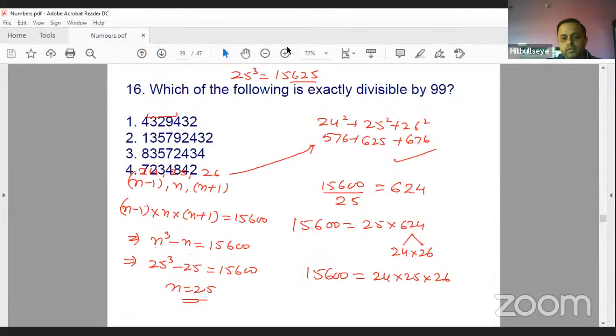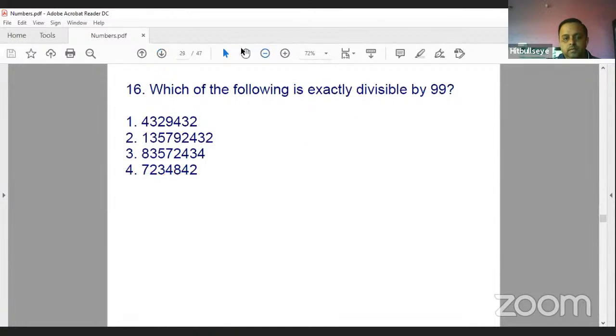Now check this question. Which of the following is exactly divisible by 99? A number is divisible by 99 if it is divisible by both 9 and 11, since 99 can be written as 9 into 11. So a number is divisible by 99 if it is divisible by both 9 as well as 11.